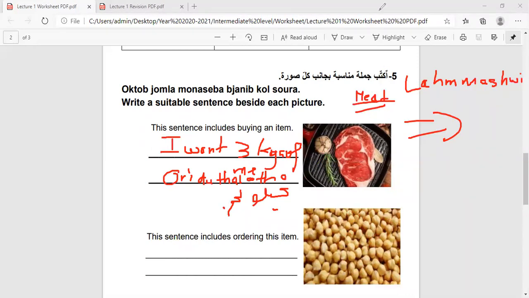This is when you are buying an item, but it's better to add to it please. Please means لو سمحت, okay? Now, grilled meat means لحم مشوي. If I say to you, I want grilled meat, you shouldn't choose the choice أريد لحم. It's أريد لحم مشوي.